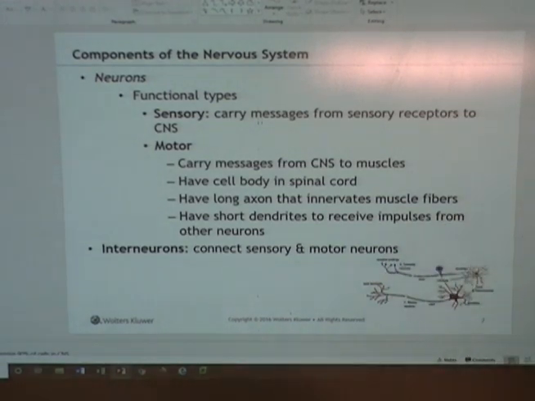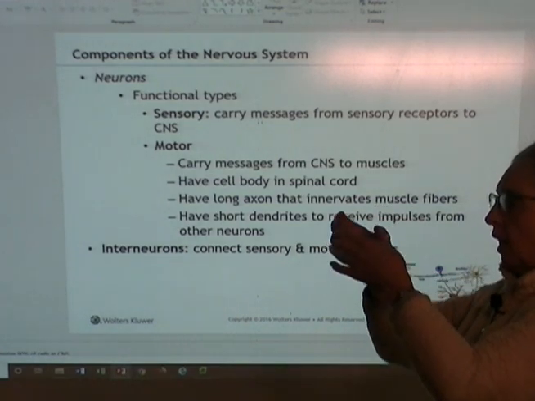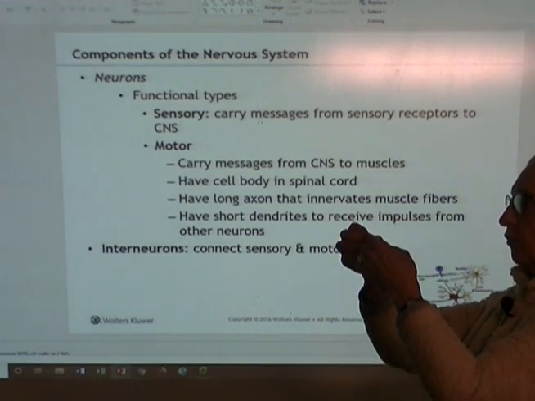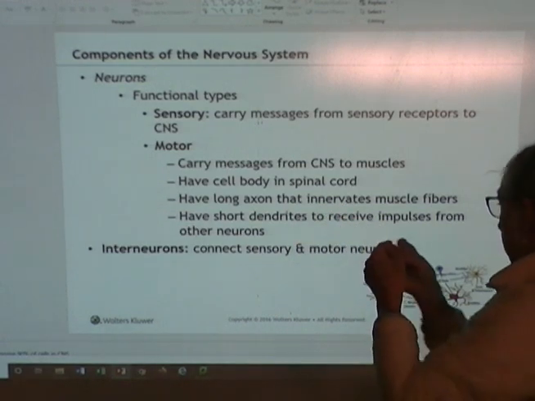The dendrites are relatively short because they're inside the spinal column, and they get impulses from the motor nerves that are running down from the brain, right? And then we have a kind of phony nerve called an interneuron, and they can sit inside the spinal column and connect, they kind of transmit information between sensory and motor nerves.